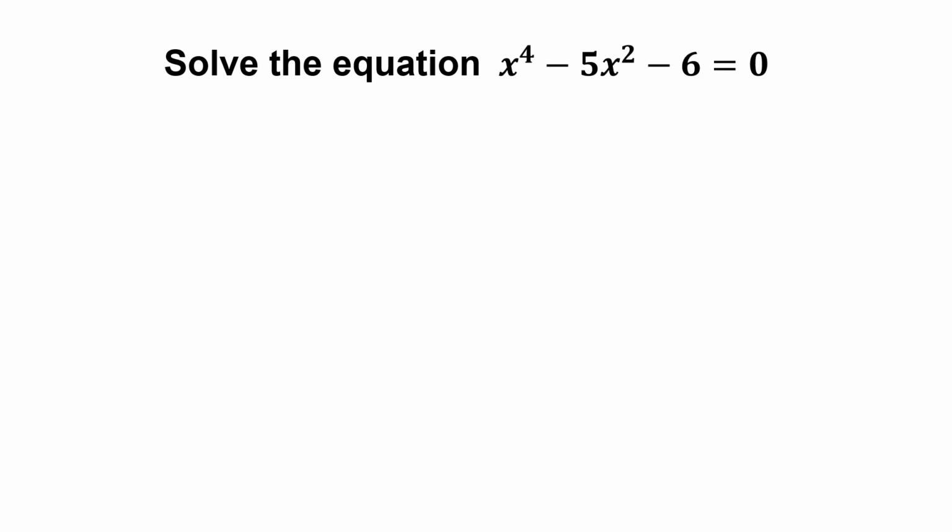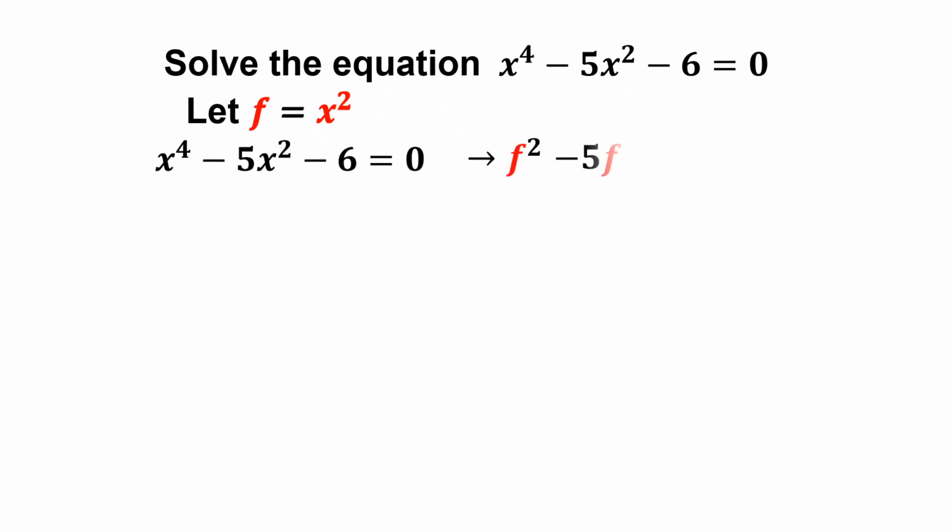Let's take an example. Solve the equation x to the 4th minus 5x squared minus 6 is equal to 0. This equation is an example of a quadratic equation in form. Since this equation is of the 4th degree, we have to find 4 roots. Look at the 2nd degree term. If we let f is equal to x squared, the original equation can be transformed into f squared minus 5f minus 6 is equal to 0.